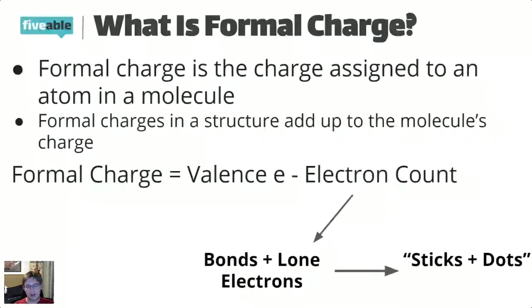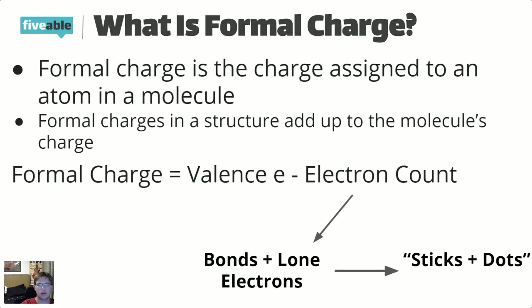And what the electron count is, and this took me a really long time to wrap my head around, was the amount of bonds plus the number of lone electrons, right? Or 2 times the number of lone pairs. Really, what this boils down to is you're going to add up the sticks plus the dots, right? And we'll see what that means in a little bit. Basically, the sticks being the number of bonds, and the dots being the number of lone electrons.